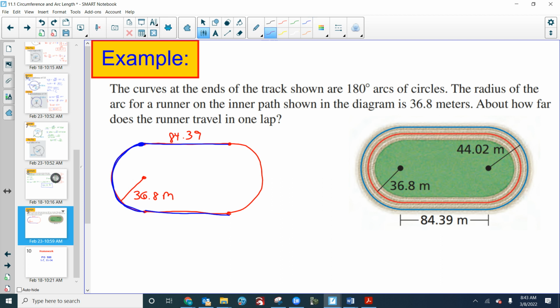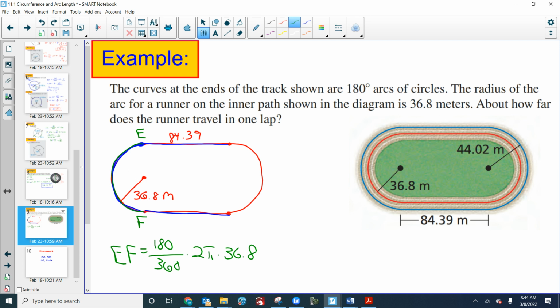So this portion right here, let's do the green portion, is going to be the arc length from E to F, which is 180 over 360 times 2 pi times 36.8, which is R. And then you would double it, right? And then you would add 84.39 and 84.39. Did you get that down, okay?